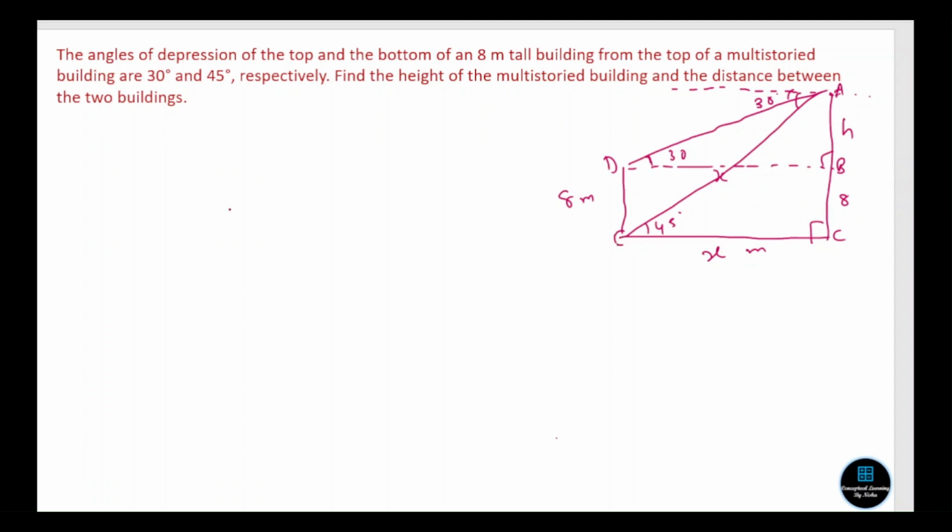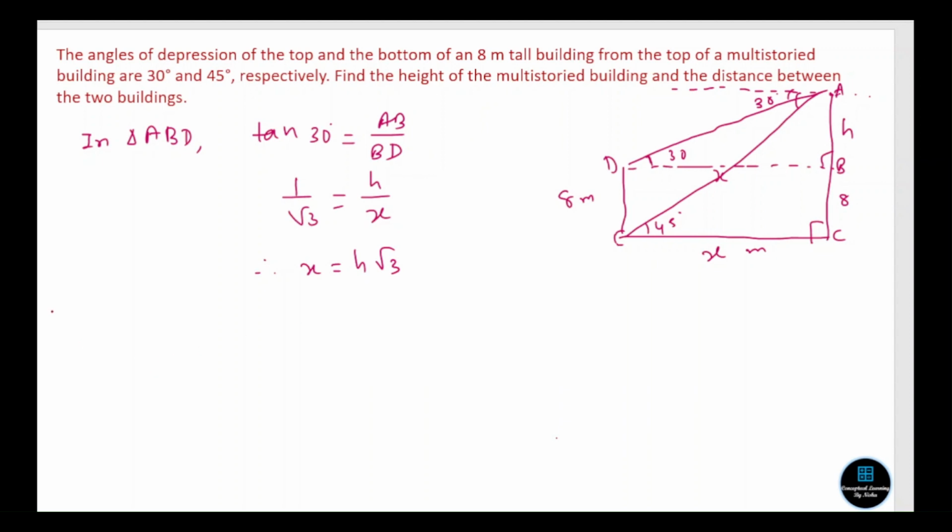Alright, now very easy to solve it. In triangle ABD, what can I say? Tan 30 degree equals AB upon BD. Correct? Now tan 30 is what? 1 upon square root 3. AB we have taken h. This is x. So I can find the relation between x and h. How much is it? x is equal to h root 3.